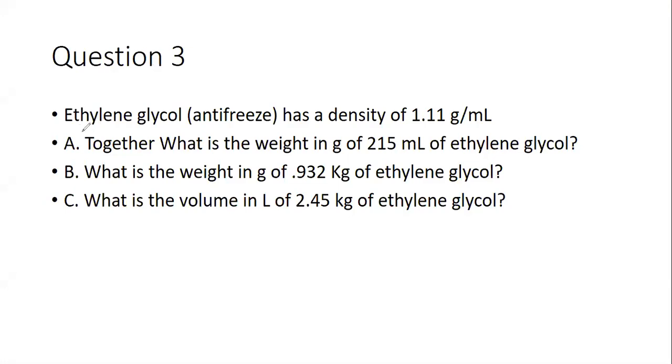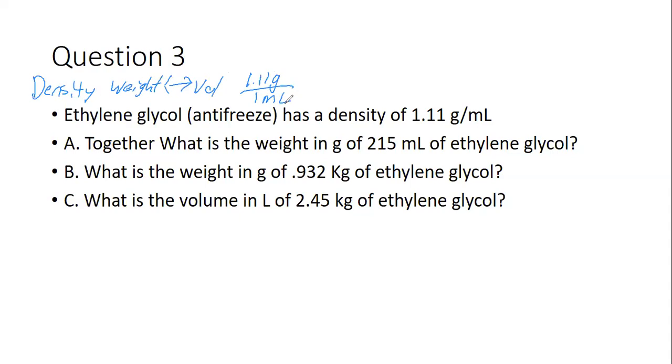What is a density? Well, a density is really just a way we can do unit conversion between weight and volume. So density allows us to convert between weight and volume, as long as we know the density of the substance. So for ethylene glycol, we have 1.11 grams for every 1 milliliter of ethylene glycol. That's how much it weighs. That's what a density is.